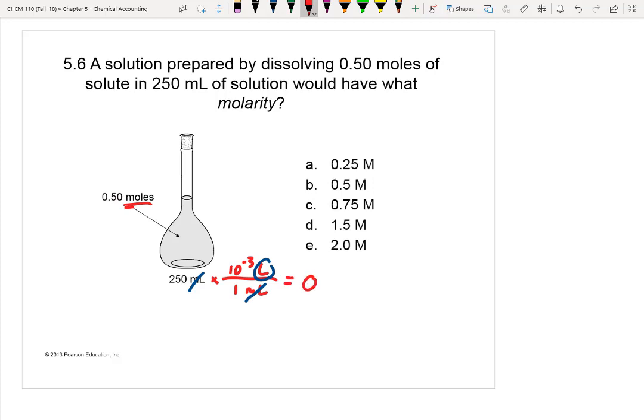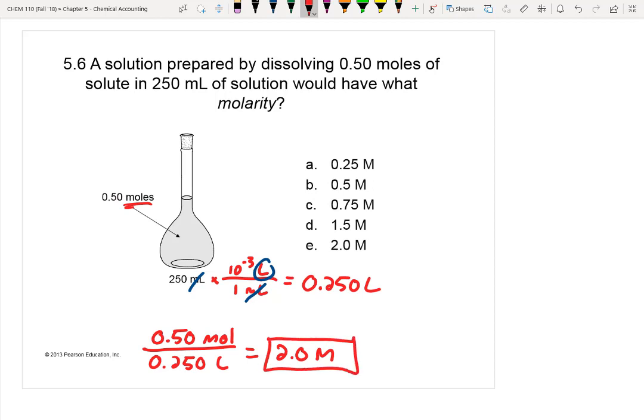So this is the same as 0.250 liters. So now we can say, all right, we've got 0.50 moles divided by 0.250 liters, and that gives me a final answer of 2.0 molar. So it looks like the correct answer for this one would be E. So make sure that you do always convert your volume to liters when you're doing solution problems.